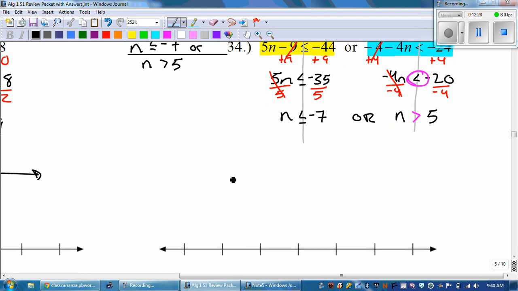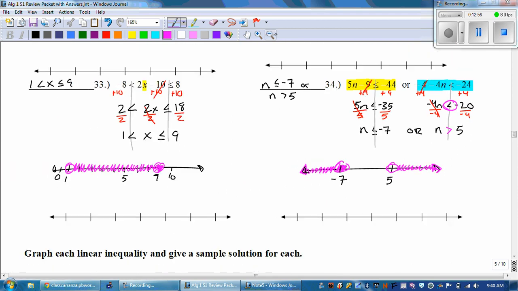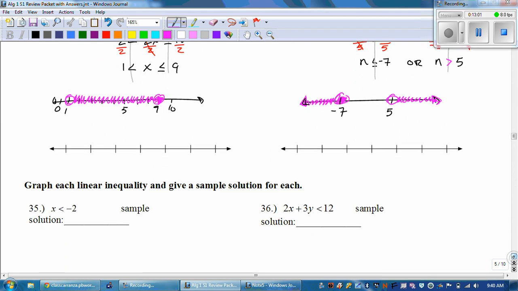Okay, and I think it's the same thing that we don't have enough room on these graphs with these numbers. So there's negative 7, there's 5. At negative 7, I'm closed and I shade to the left. And at 5, we're open and I shade to the right. Okay. Any questions on those two? Okay.